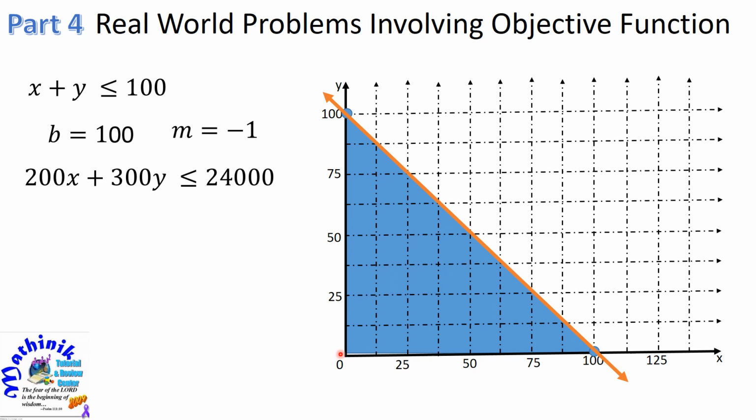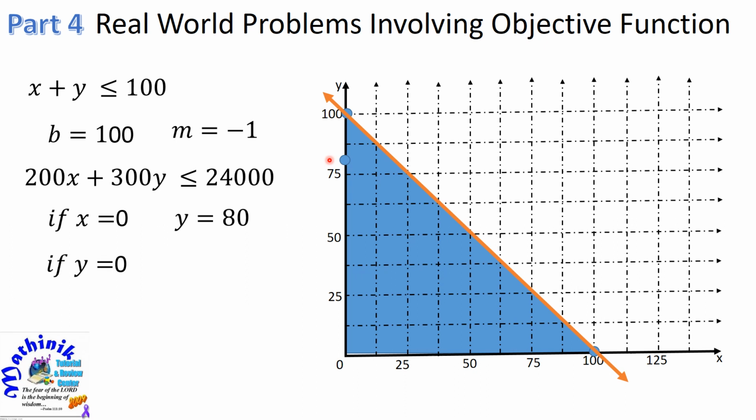This time, it would not be easy to use the slope-intercept method, so we use the two-intercept method. That is to set the value of x as equal to 0, then solve for y. So x is 0, 200x cancels. y will be 24,000 divided by 300, y is equal to 80. So we have 1 point at (0, 80).